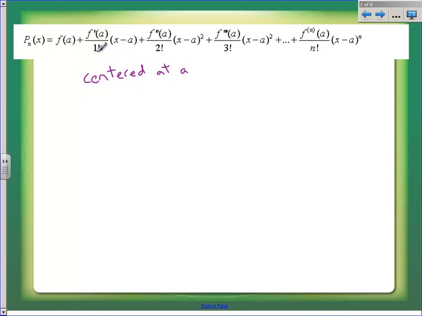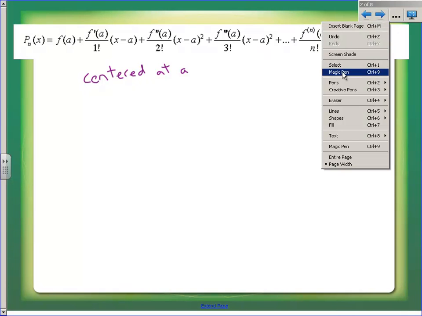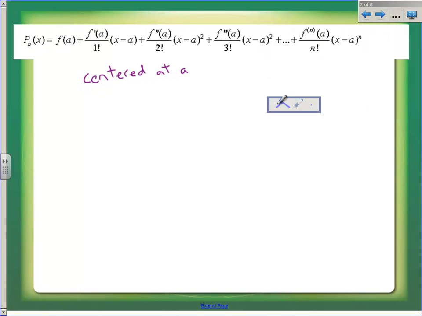I want to stop for just a second because I know this looks pretty intimidating, and I want to take a look at just the first two terms of this. I hope that looks familiar, because what is that right there? That is just our tangent line equation, f of a plus f prime of a times x minus a. I realize this big bad 1 factorial is down there, but don't worry about that.